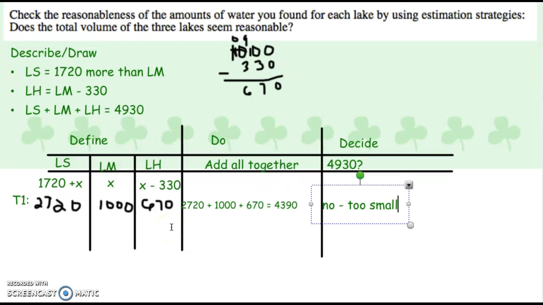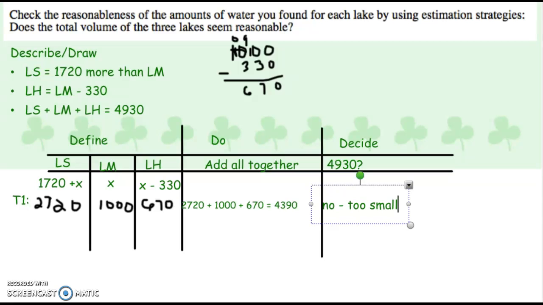So your next job is to go through and do trial 2 and trial 3 and see if you can get up to 4,930. So if 1,000 was too small for X, try guessing something a little bit bigger. Remember, you don't have to finish solving it. You just have to do trial 2 and trial 3. So please pause the video and do that, and you don't have to do declare. Pause the video, do those 2 steps before you press play again.